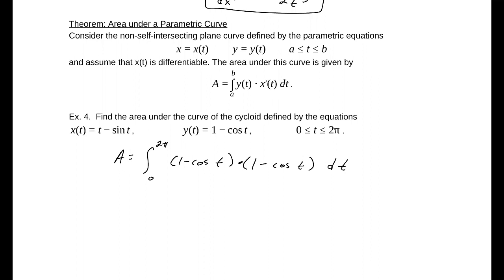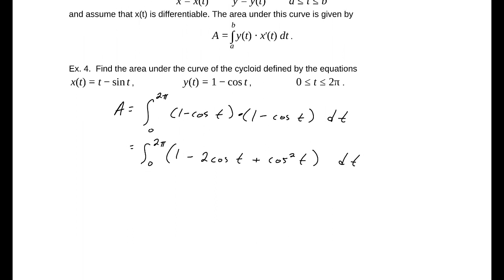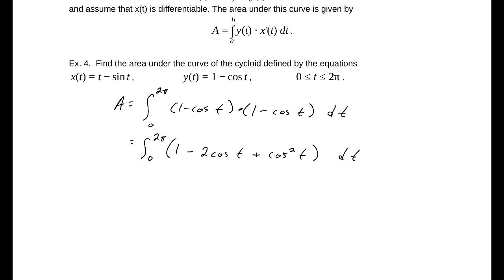All right. First, I'm going to multiply this out. That'll be 1 minus 2 cosine t plus cosine squared t dt. Now going back to our section on trigonometric integrals, we have this identity where cosine squared t is 1/2 plus cosine 2t over 2. Bring down the rest of this, 1 dt, integral from 0 to 2 pi.